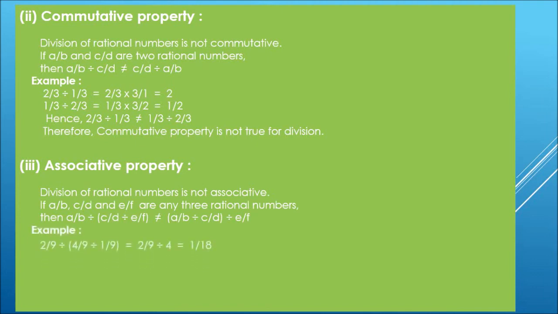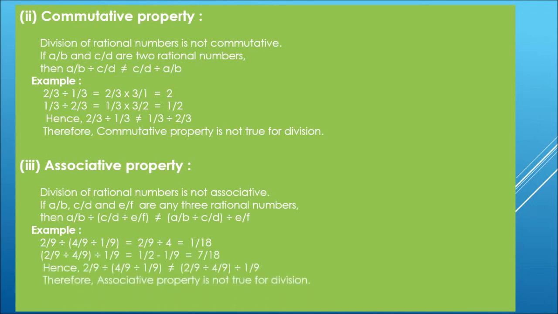Example, we have three rational numbers 2 upon 9, 4 upon 9, and 1 upon 9. We can see that if you divide, answer is not same. Hence, we can say that division is not associative for rational numbers.